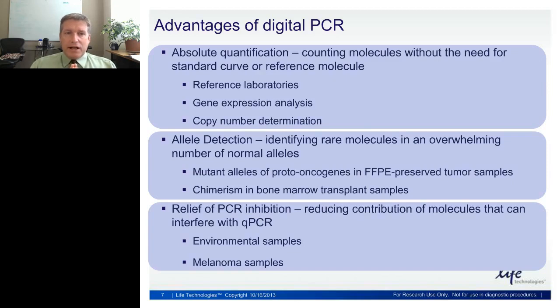Finally, digital PCR can reduce the contribution of molecules that interfere with traditional quantitative PCR. And there are several possible reasons for this. It could be because we're diluting out the reaction. It could be because we're partitioning the reaction into 20,000 individual reactions. Or it could be because it's an endpoint instead of a quantitative experiment. The bottom line is that it does make the quantification less subject to the sorts of inhibitors like heparin or melanin or other environmental contaminants, polyphenols, for example, that can interfere with quantitative PCR.